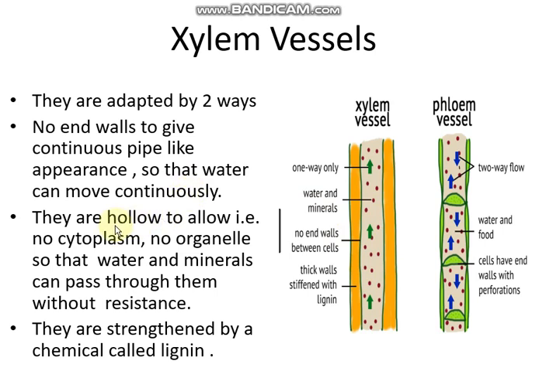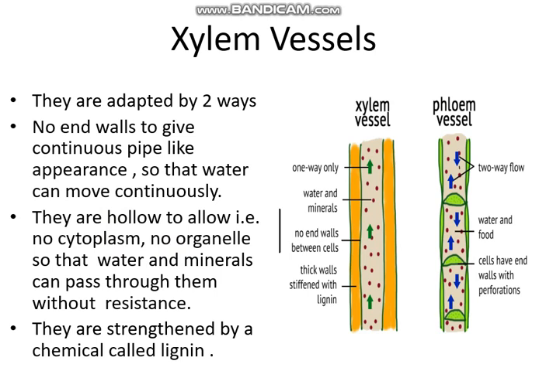Then another point is that they are hollow, they have no cytoplasm, they have no organelle. Again, the purpose is the same. If they have no organelle and no cytoplasm, it means that water can move without any resistance. Plus cytoplasm is the living matter of the cell. No cytoplasm means they are hollow dead cells.